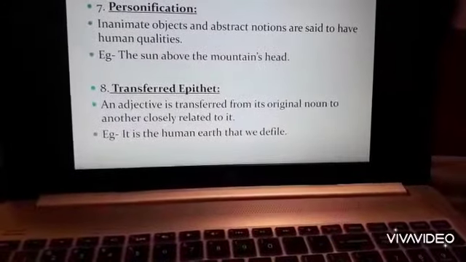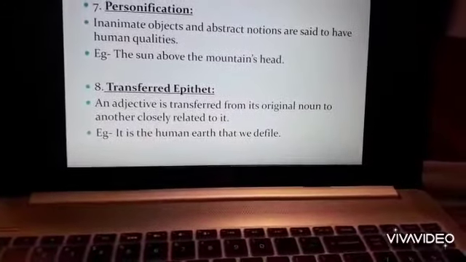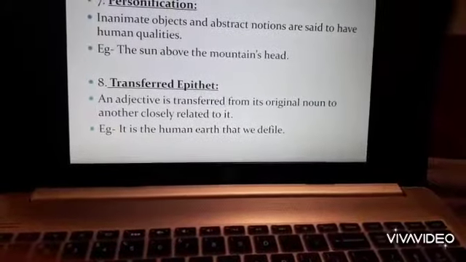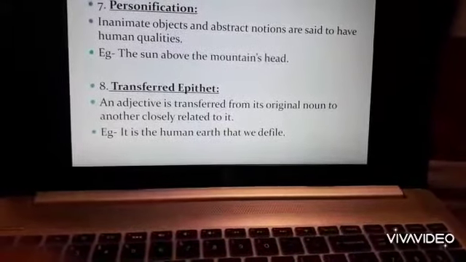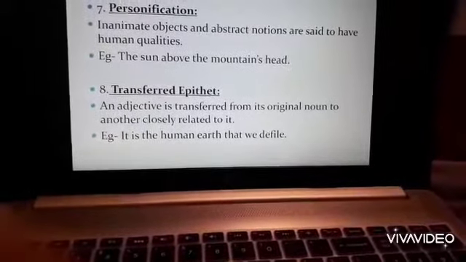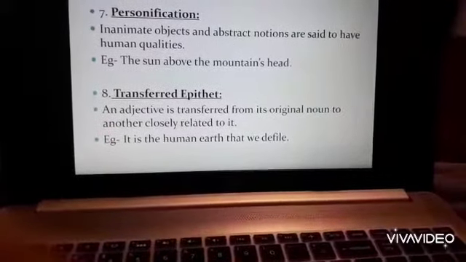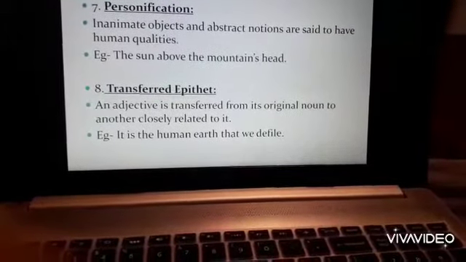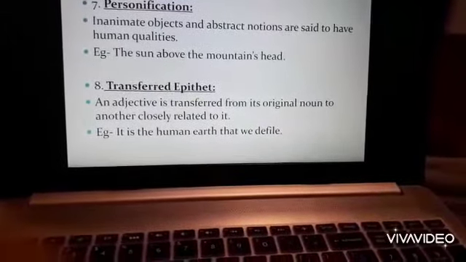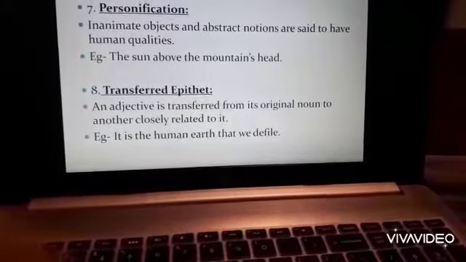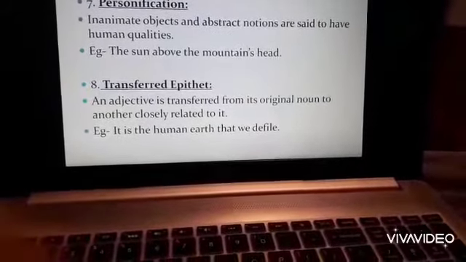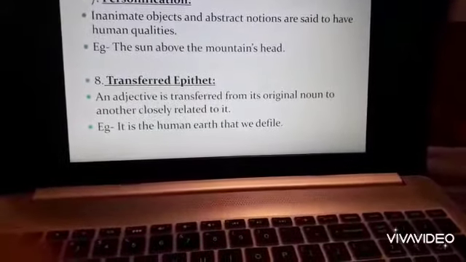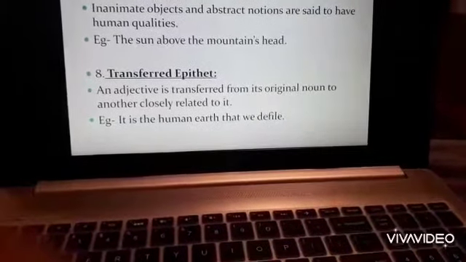Now the last figure of speech we are going to discuss today is transferred epithet. What is transferred epithet? An adjective is transferred from its original noun to another closely related to it. It means transferred epithet works as if it's an adjective. It works like an adjective.